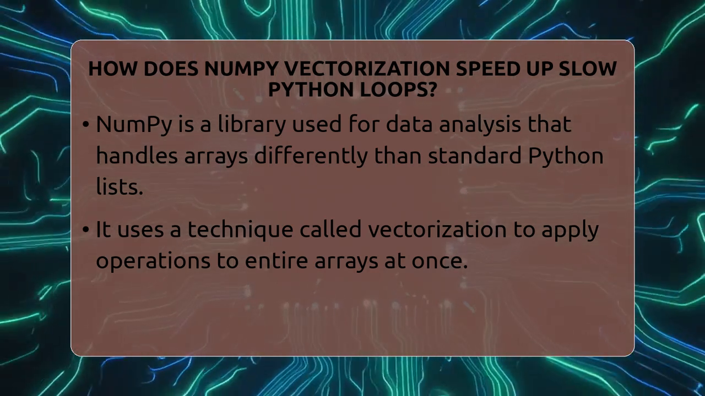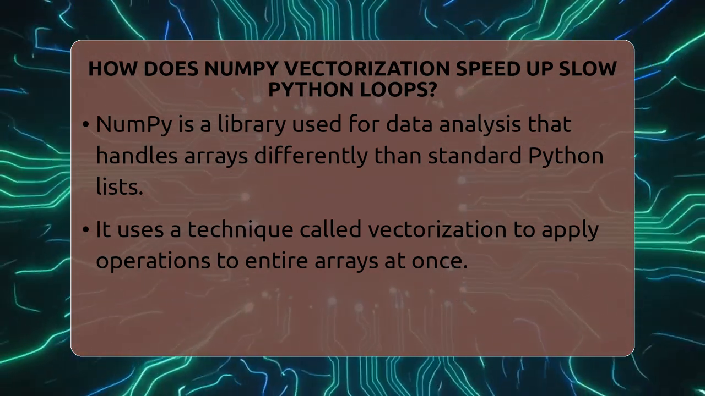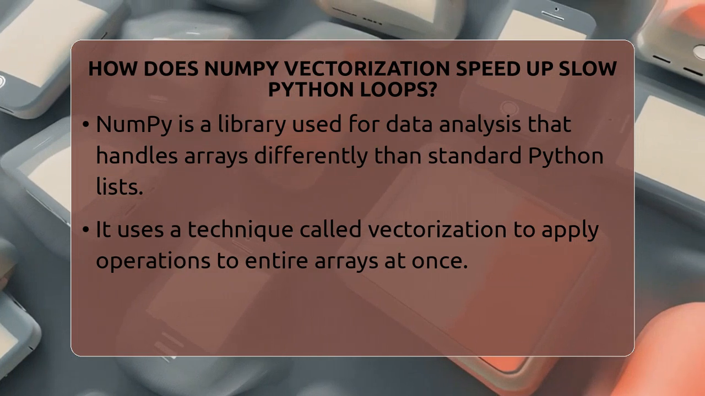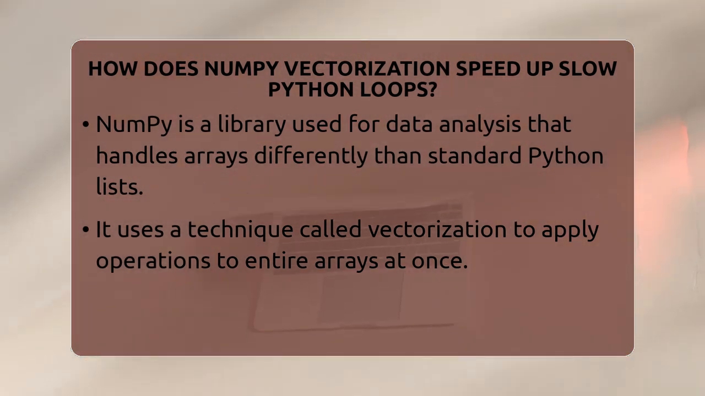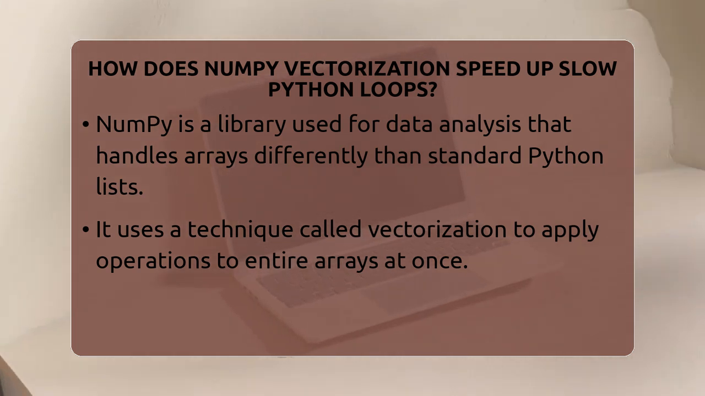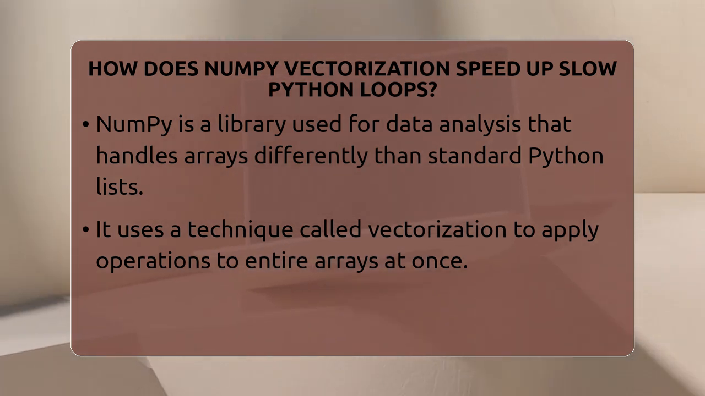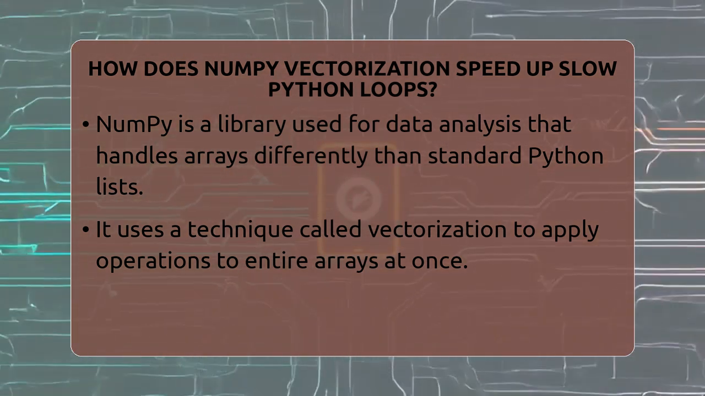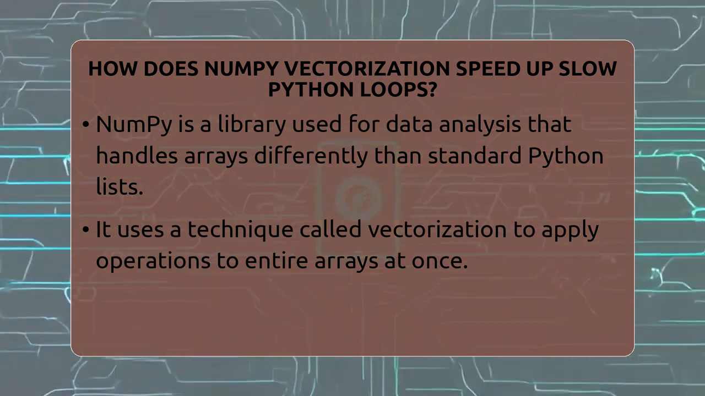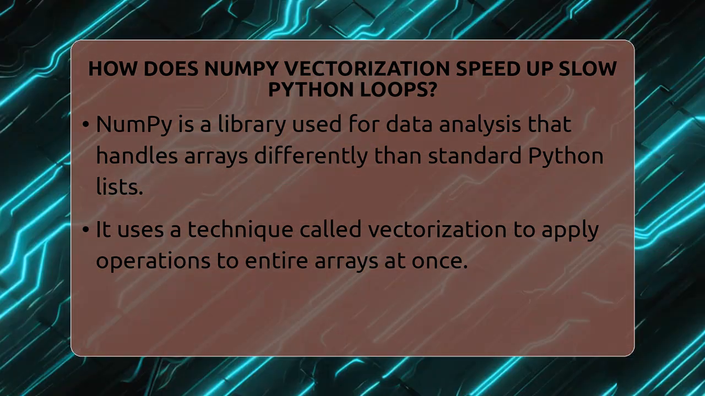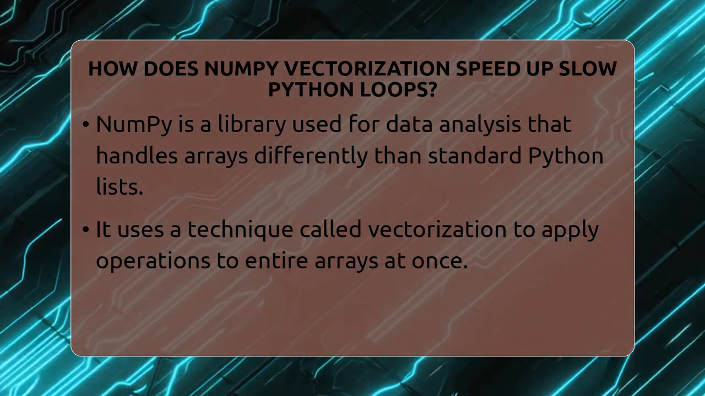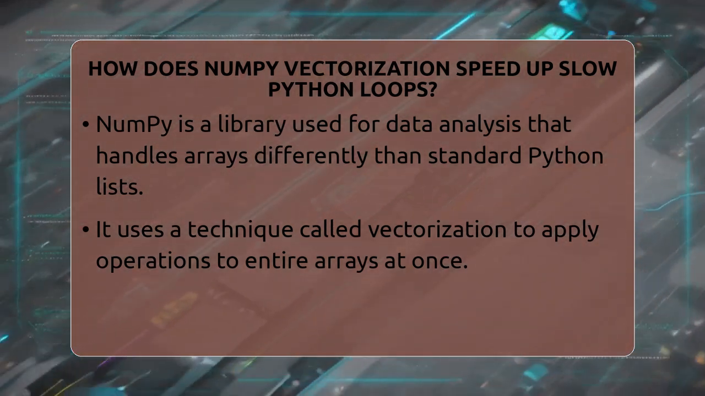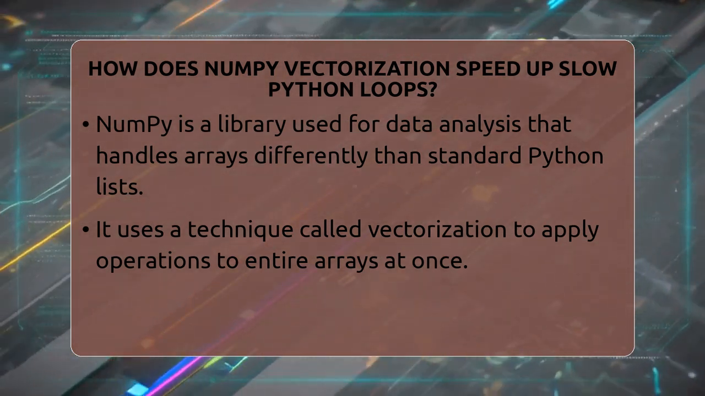NumPy, a powerful library for data analysis in Python, handles arrays differently. Instead of looping through each element, it uses a method called vectorization. This means it applies operations to entire arrays at once, using code written in a language called C, which is much faster than Python. Think of it like giving one command that affects all elements simultaneously, rather than giving a command for each element individually.